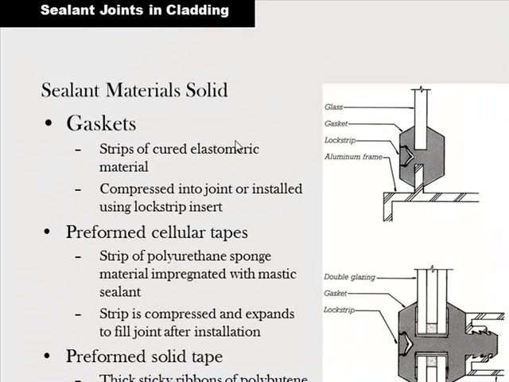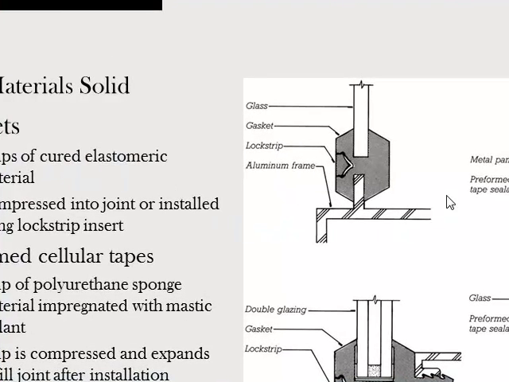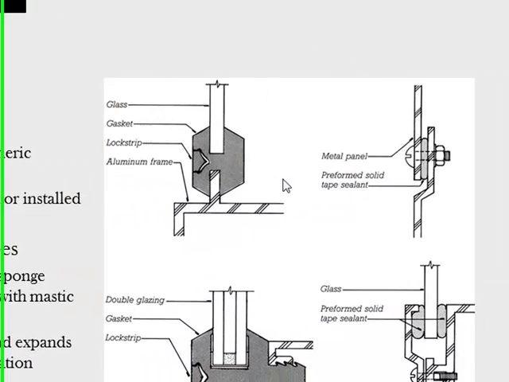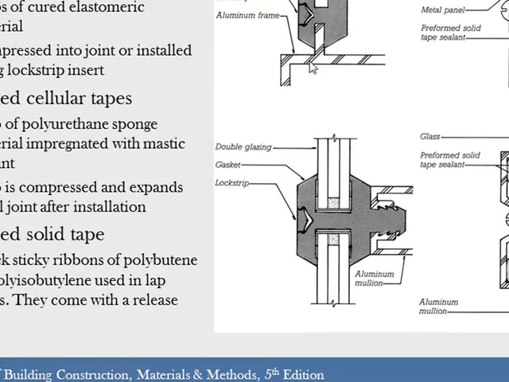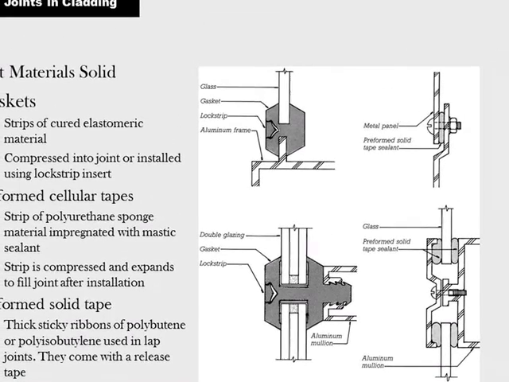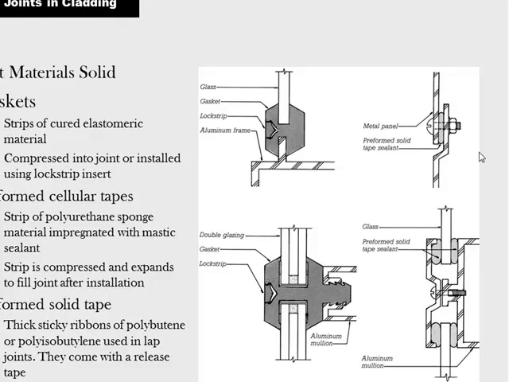Sealants and gaskets are a solid type of sealant. Strips of cured elastomeric membrane compressed into a joint or installed into a lock strip insert right here. Preformed cellular tapes are another kind, and preformed solid tapes. Shows you different examples of the gasket type material, sealants.